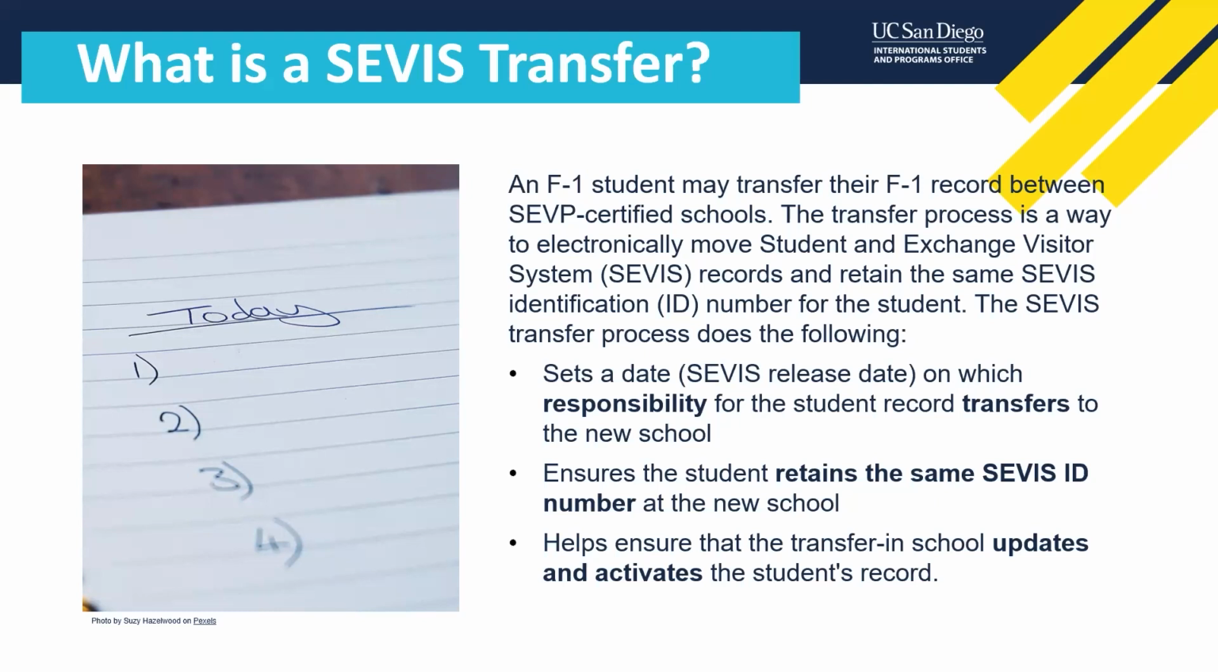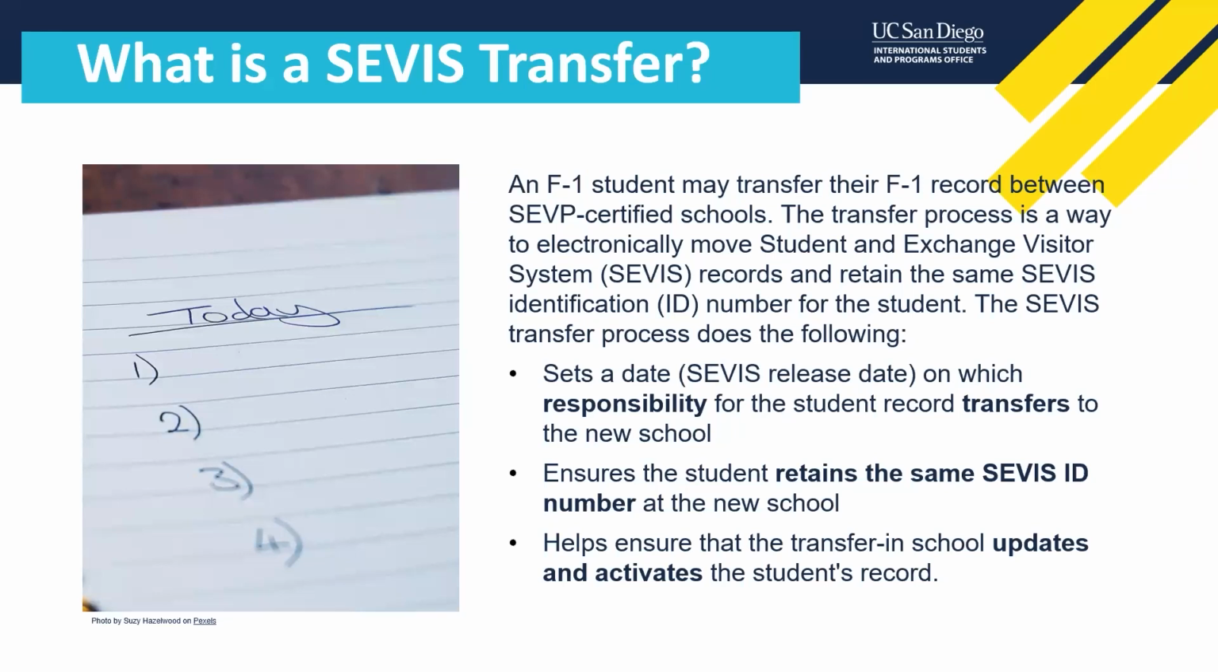The SEVIS transfer process does a couple of things. Number one, it sets a date called the SEVIS release date, on which responsibility for the student's record transfers to the new school. This basically means that your current school, on a specific day, will transfer the responsibility of maintaining your F1 student record to UC San Diego.